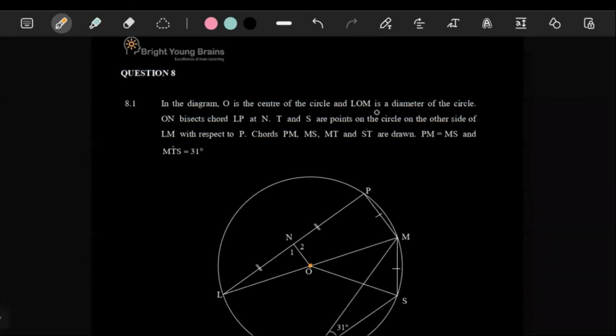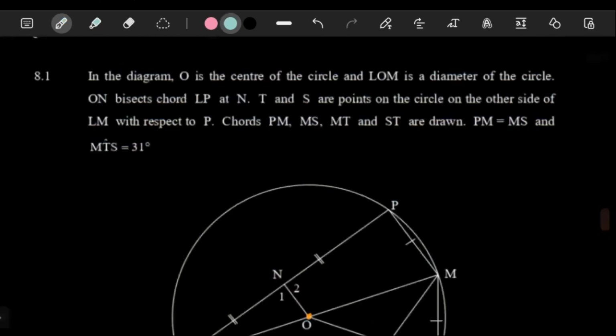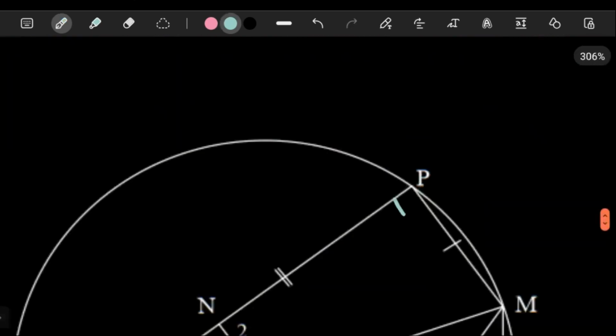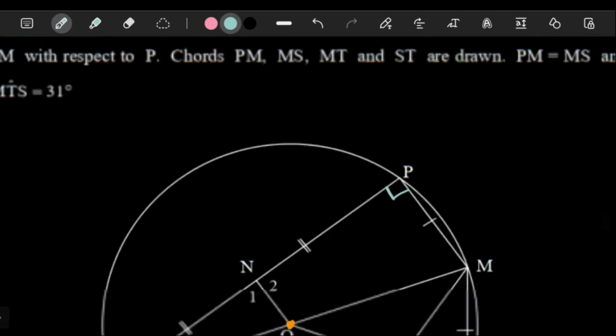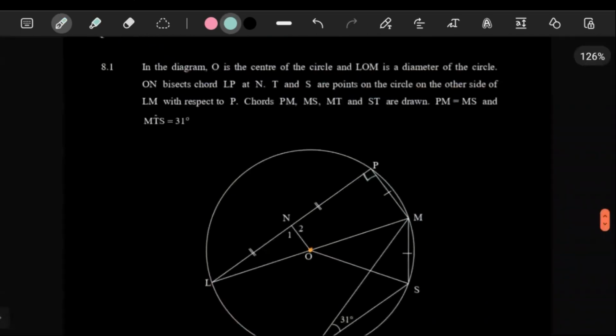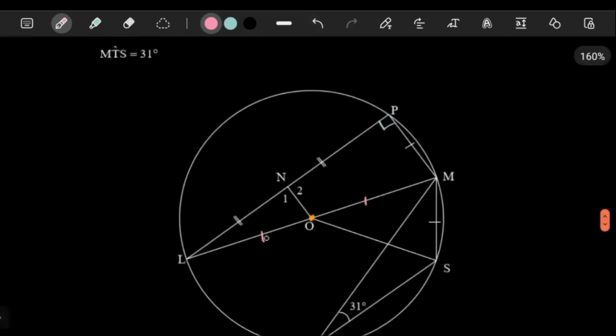LOM is a diameter of the circle. Yes. So if that's a diameter of the circle, it means that this is a 90-degree angle, right? And what we also then know is these are equal. This is equal to that. Now, as long as this line is equal to this line, let me actually make it 3 of them so that we don't get confused.